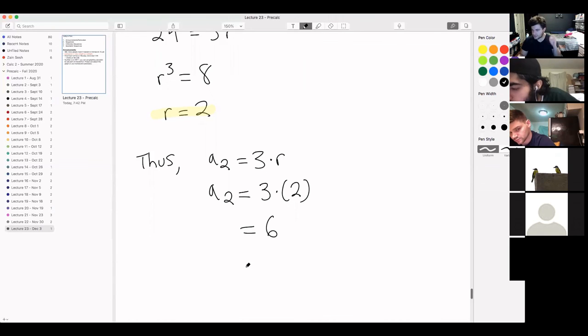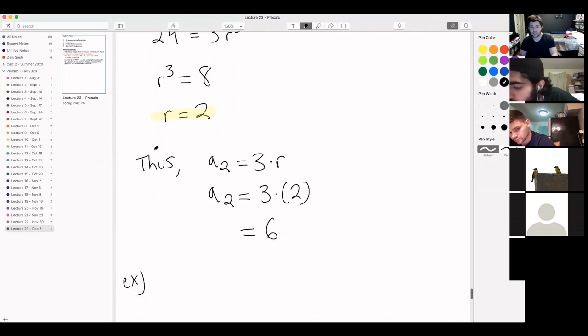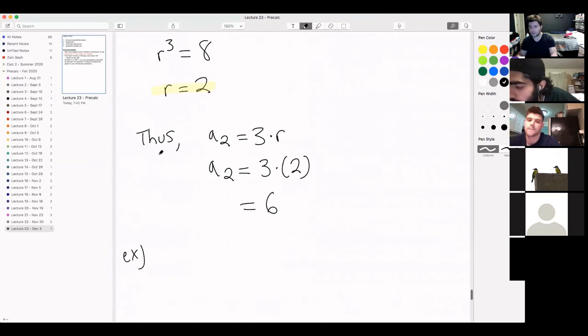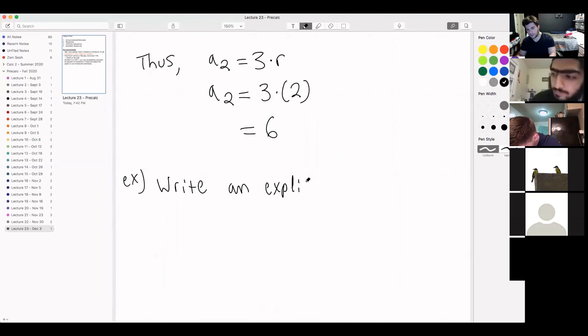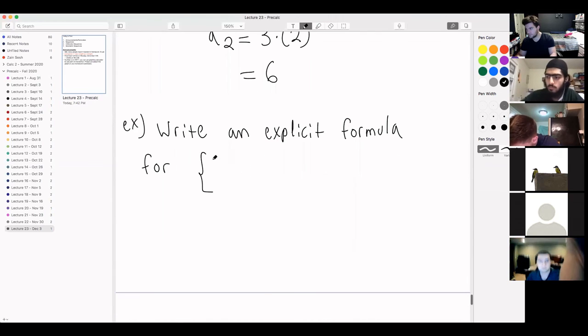All right, last example for tonight. Again, we're going to use this geometric sequence formula. I would like for you to write an explicit formula for this sequence: 2, 10, 50, 250, and so on.